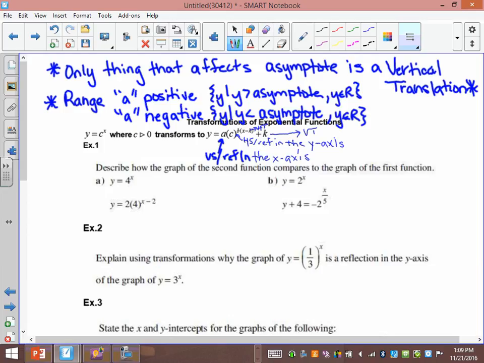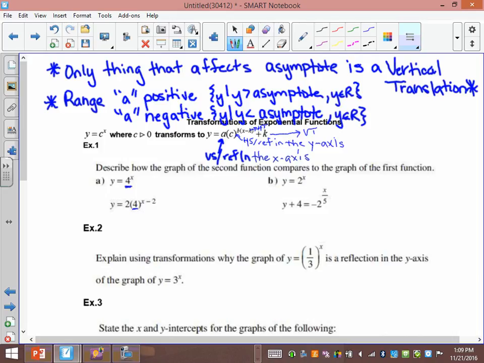So look here. Describe how the graph of the second function compares to the graph of the first. We have y equals 4 to the x. So now I need to have y equals 4 to the x still be there, or I can't actually compare these two. They have to have the same base. Okay? So what's changed? Well, the 4 stayed the same, but everything else has changed.